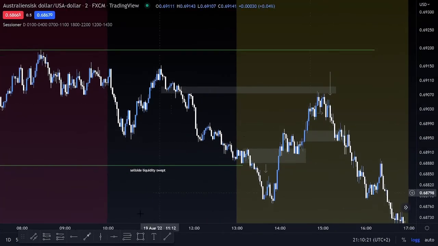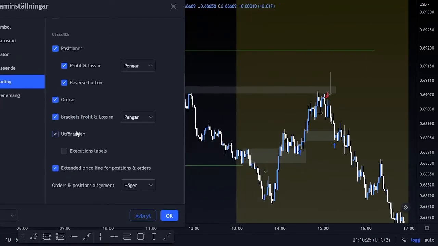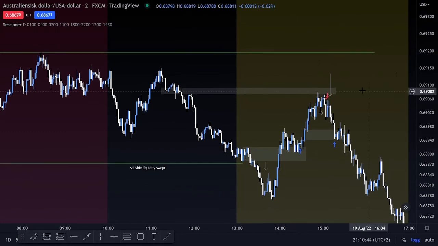And of course, we have some executions here. So you see, going long here, selling back here, selling again, sell position here, and buying back here. So what does this mean? This means you can find setups all day long, back and forth. It's just a matter of what you see.